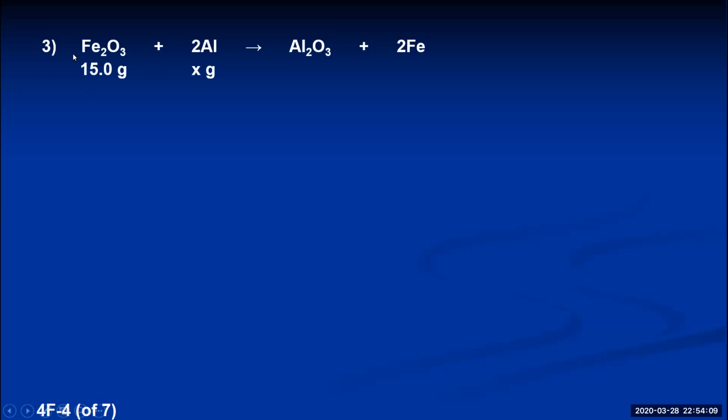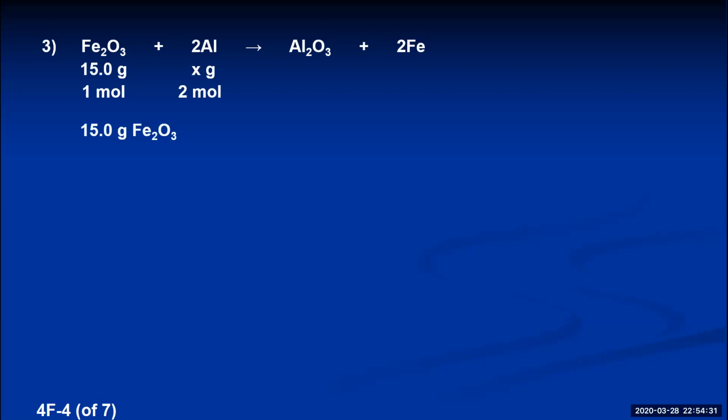This says 1 mole of iron(III) oxide has to react with 2 moles of aluminum. That gives us an equality statement, chemically speaking. 1 mole of iron(III) oxide equals 2 moles of aluminum, and that's going to be the conversion factor between iron(III) oxide and aluminum.